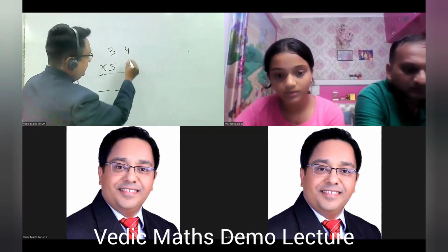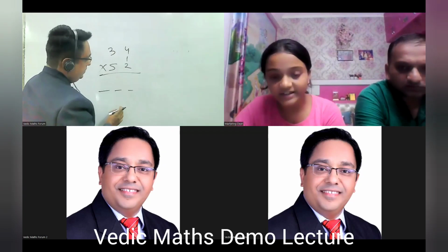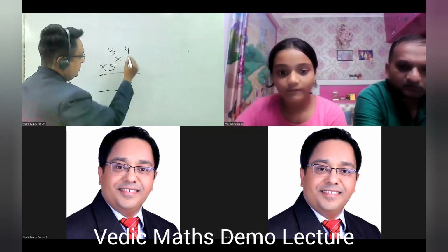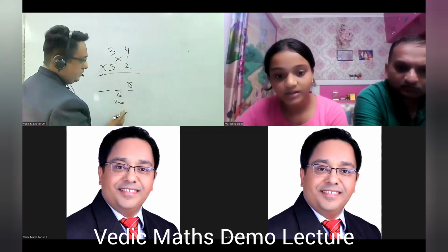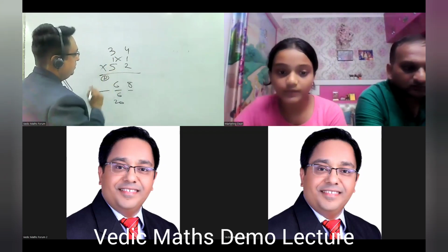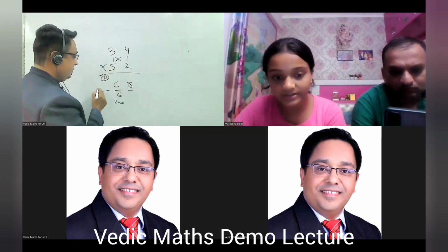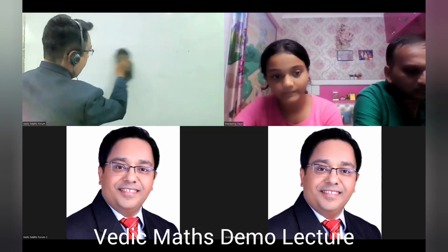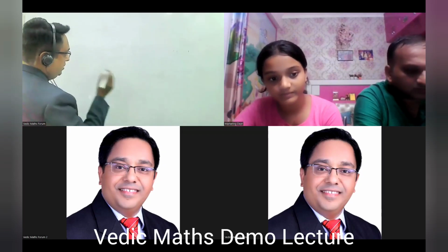So tell me, 4 twos are 8. Now 3 twos are 6, 5 fours are 20, 26. Last step: 5 threes are 15, plus 2, 17. So what is the final answer? 1768. Super. Excellent.